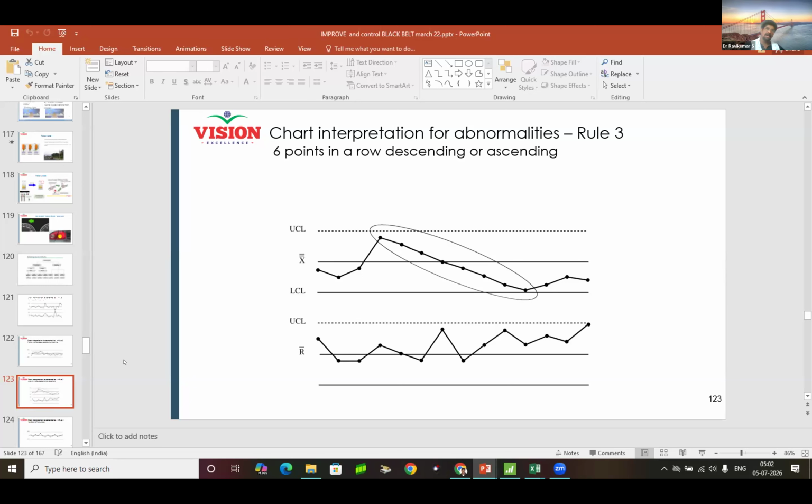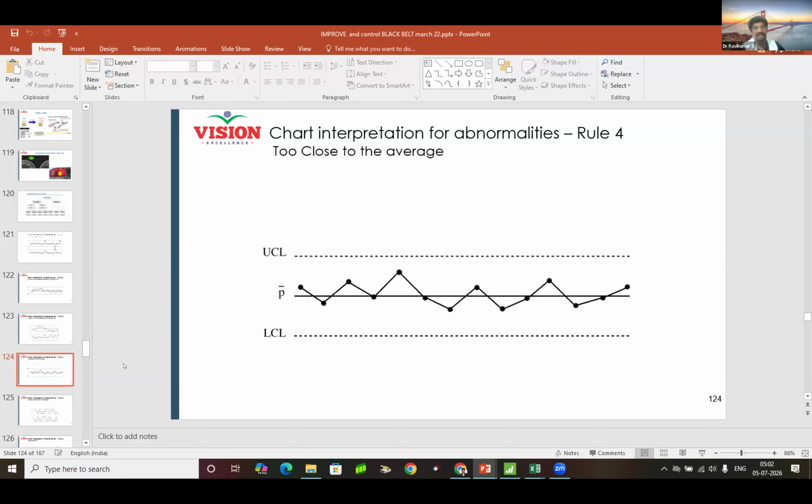Okay, then one more abnormality we will see. See here, it's too close to the average. What does this indicate? It looks very nice on the chart, guys. If it is like this, then obviously it shows your process is excellent. But you have to find out whether this is real data, whether the data which was plotted was a correct one, not manipulated or fabricated by the operator.